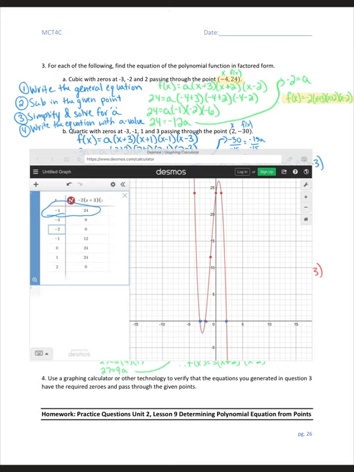And you can look at any of the other examples today and make sure that the zeros and the points are on the function when you graph them. That's it for your note for today.